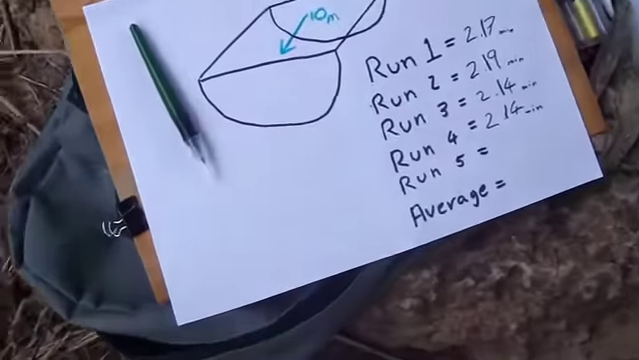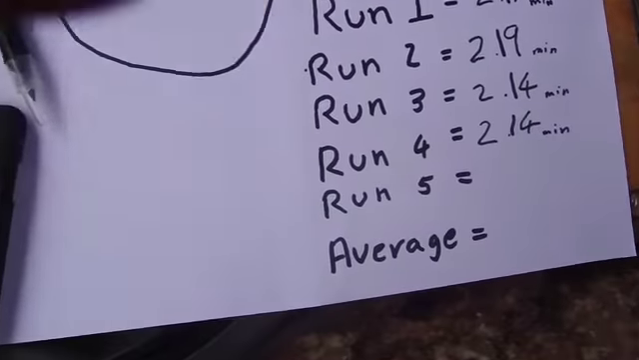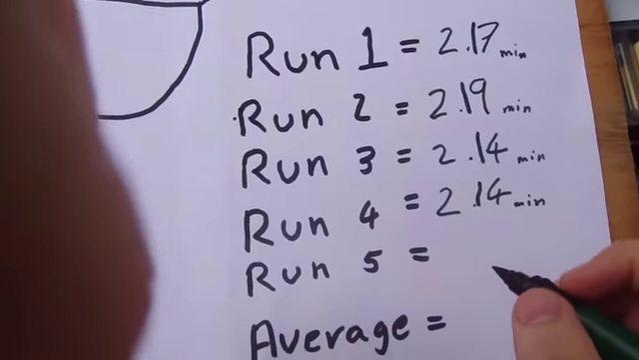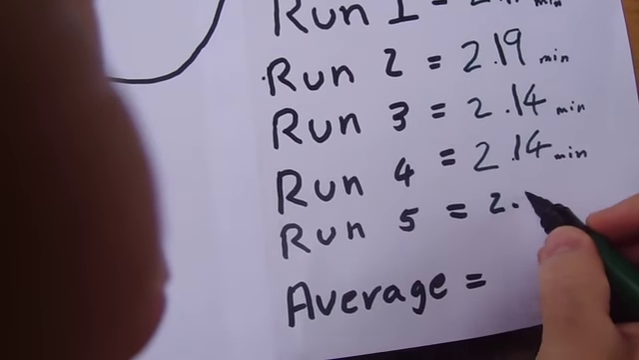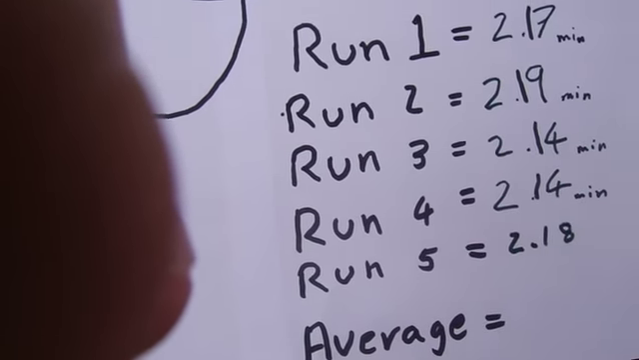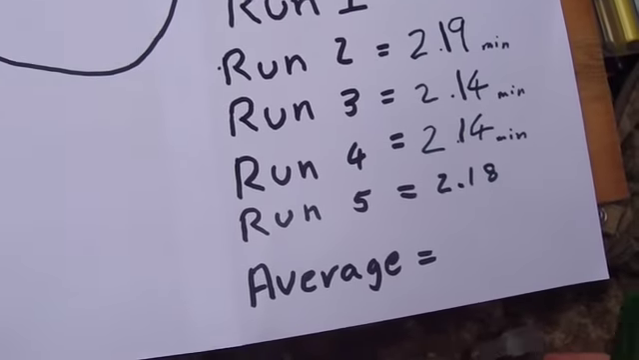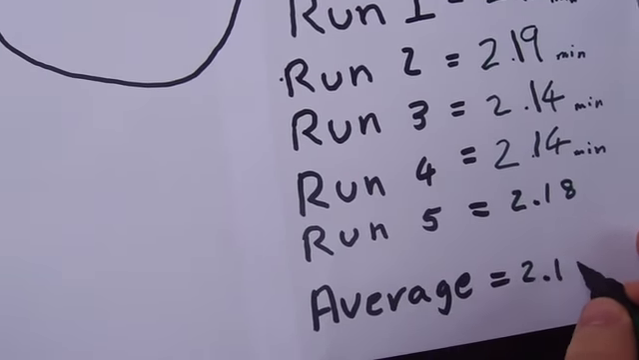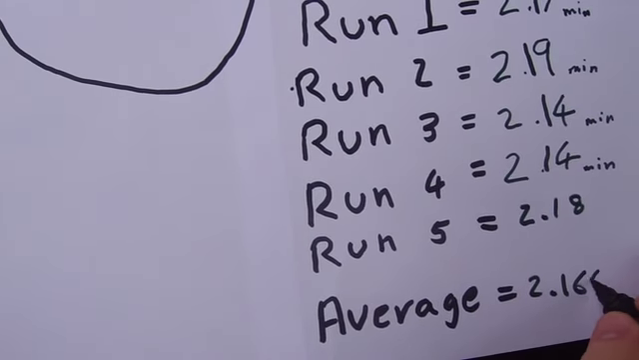So that was our 5th run. So we got 2.18. So just taking an average, that gives us an average of 2.164.